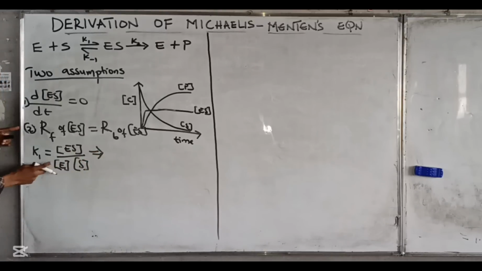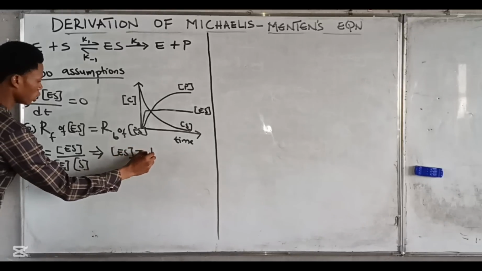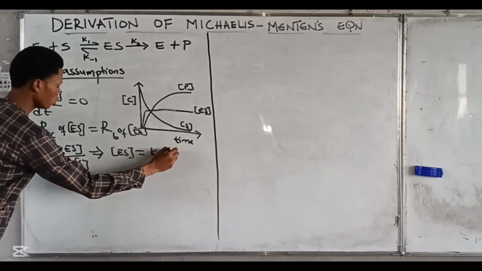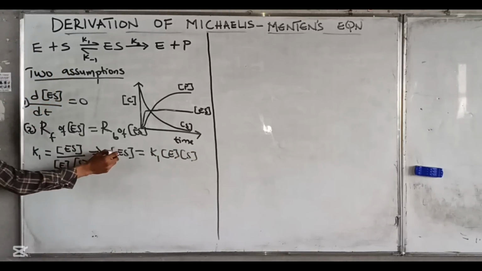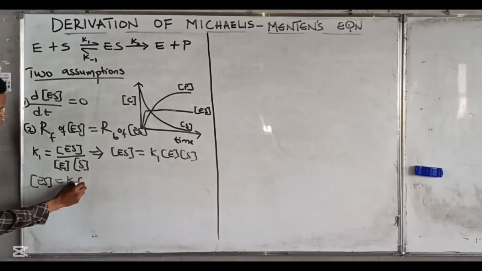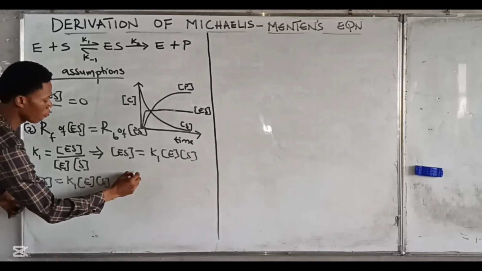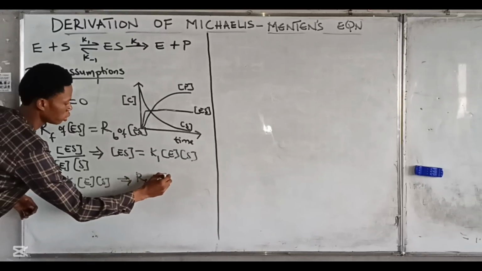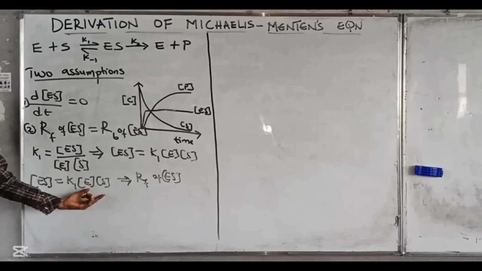If you notice, if we want to make ES the subject of the formula, we cross multiply, right? So we'll be having ES to be equal to what? K1 times concentration of E times concentration of S. This stuff we have here, this is the rate of formation of ES. This is the rate of formation of ES.